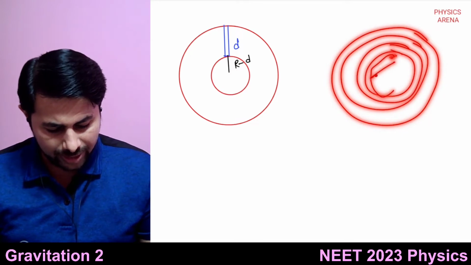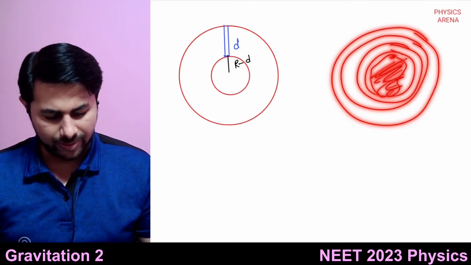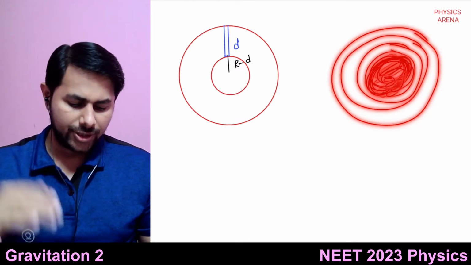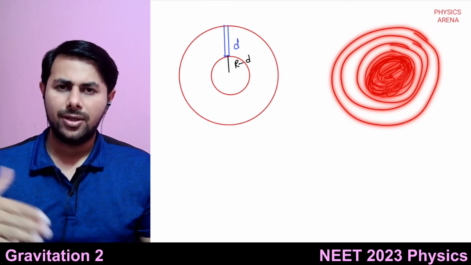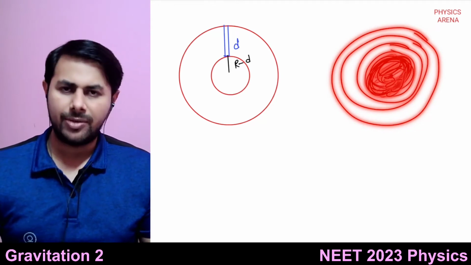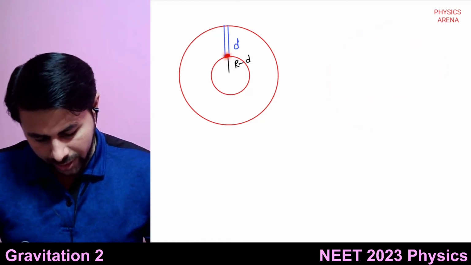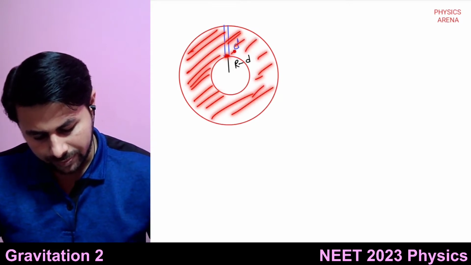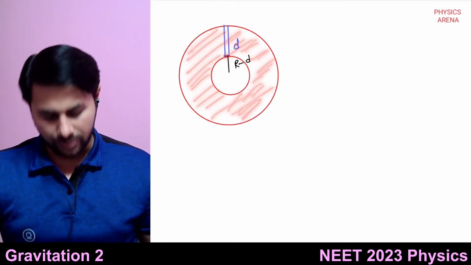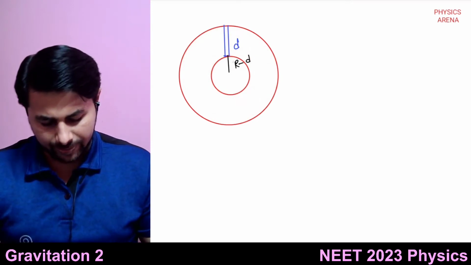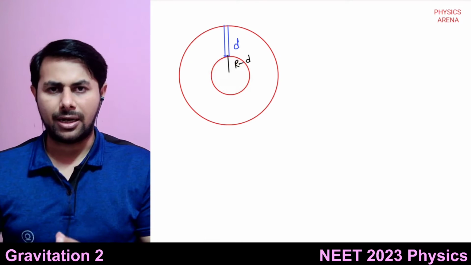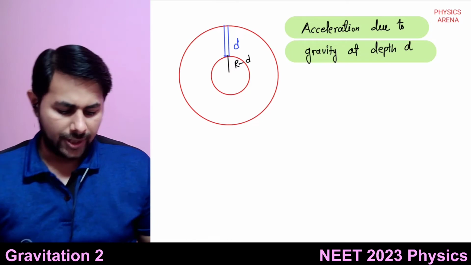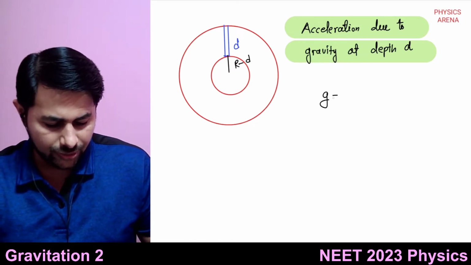So if you go till depth d, the acceleration due to gravity at that point is contributed by only this much part. The gravitational force due to the outside part will be equal to zero. So only this part will exert the gravitational force. Is the point clear?